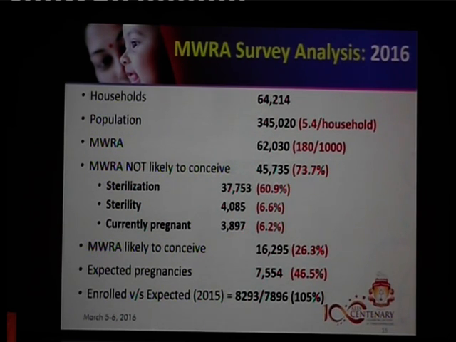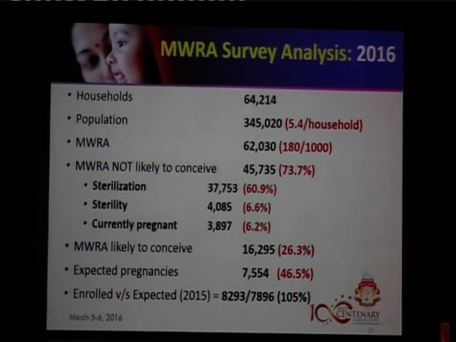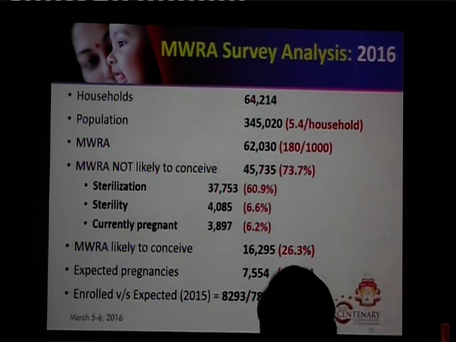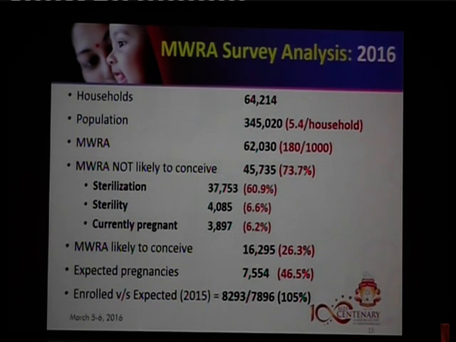About 73.7% of the women are not going to conceive during the next year. Women who are likely to conceive are 26.3%. Out of that, we expect 7,554 pregnancies during 2016. Again, this is validated by the couple protection rate and birth rate. This is for the year 2015.